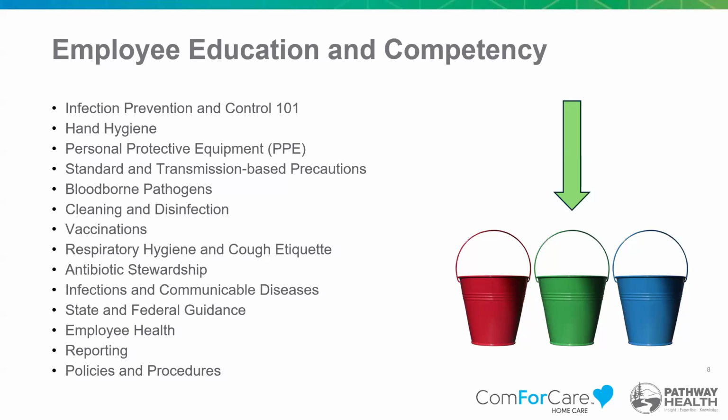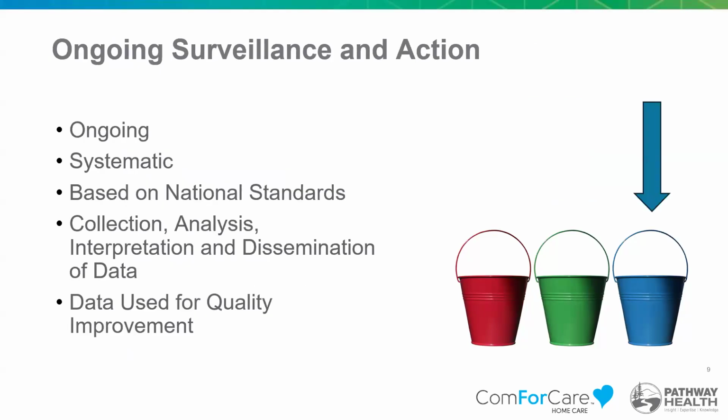And then the third bucket is ongoing surveillance and action. And this really is important because this is how we as an organization really take a good look at what's happening as a whole in our organization, looking at infections, looking at employee infections, looking at our data. It needs to be ongoing, systematic, based on national standards. And we really should be collecting and analyzing and interpreting our data to be used for quality improvement.